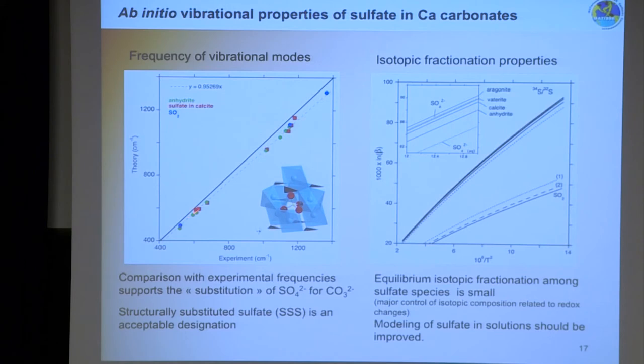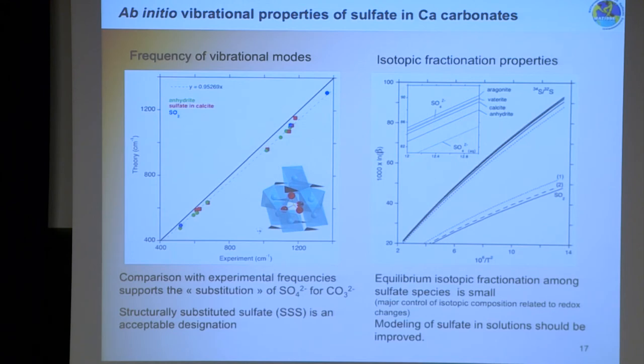Okay. So I have already told you there is some systematic shift between experiment and theory because of the theoretical approximations that we are using. But you can observe that for sulfate in calcite, we have some experimental information about the vibrational frequencies of the sulfate group in calcite. And the theoretical frequencies clearly match the experimental ones within experimental or theoretical accuracy. So I think that the comparison with experimental frequencies supports indeed the substitution of sulfate groups in calcite. And structurally substituted sulfate is, in the end, an acceptable designation.